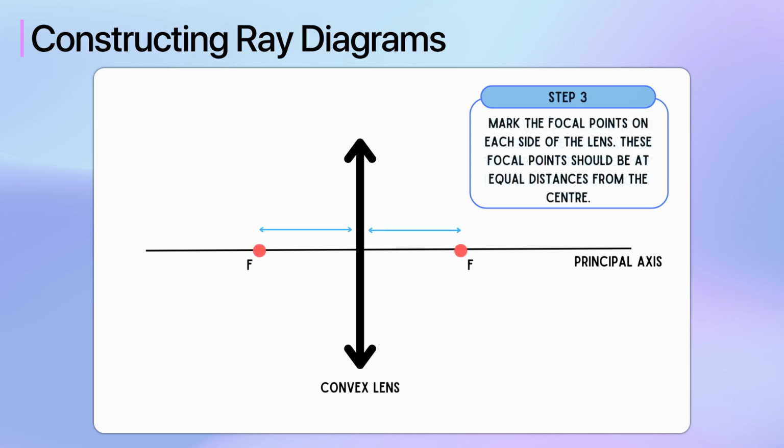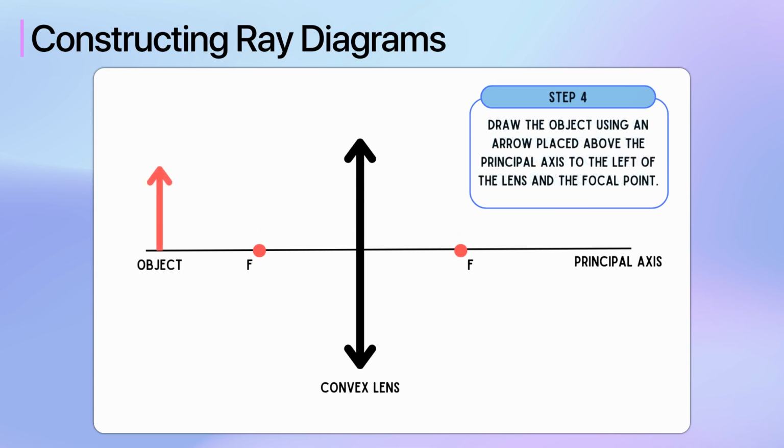Step 3. Mark the focal points. Once this is done, we mark the focal points, F, on either side of the lens. These focal points should be at equal distances from the center of the lens. Step 4. Draw the object. We then represent the object using an arrow placed above the principal axis and to the left of the lens. Make sure the object is positioned beyond the focal point.